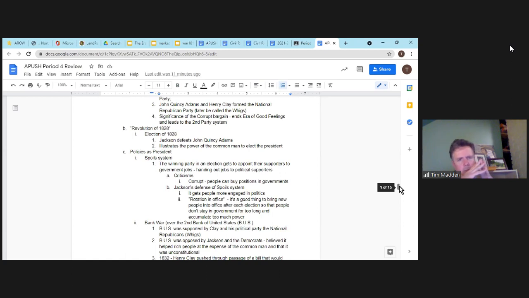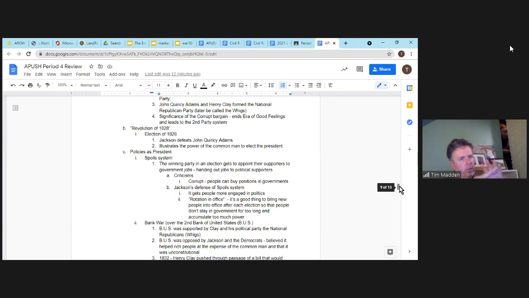The spoils system, right, giving jobs to political supporters. Not that it was new. He just expands it and does this particularly at the federal level. He saw it as a good thing, right? He said it's rotation in office. It's good to always have new blood. And when we say the spoils system, we're not talking about Secretary of State and Secretary of the Treasury, right? Those positions presidents always chose their own people for, right? You bring in your own advisors.